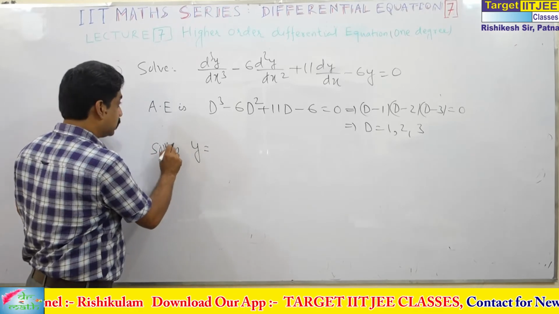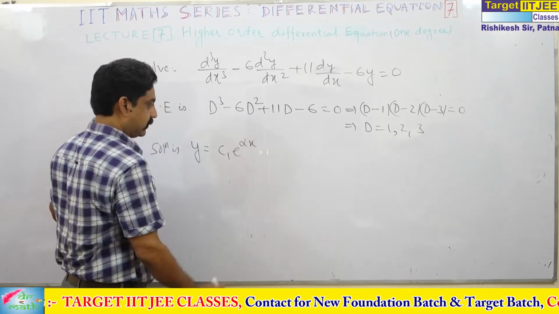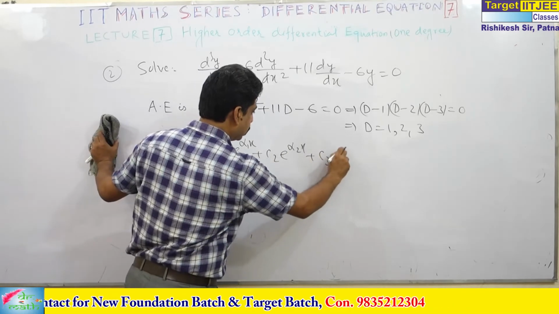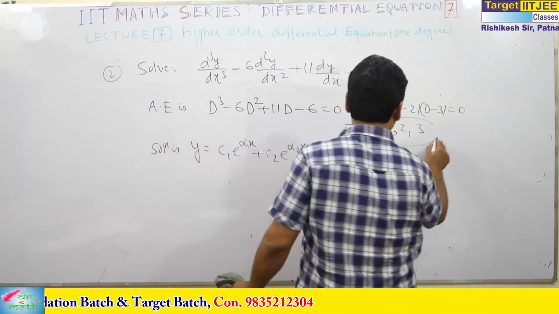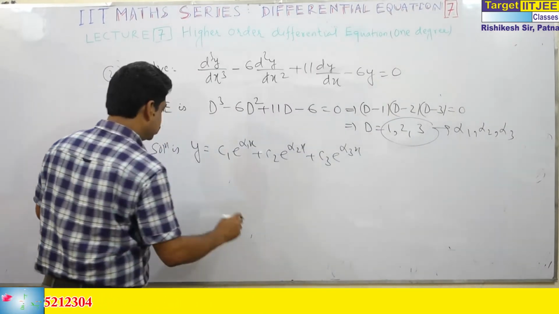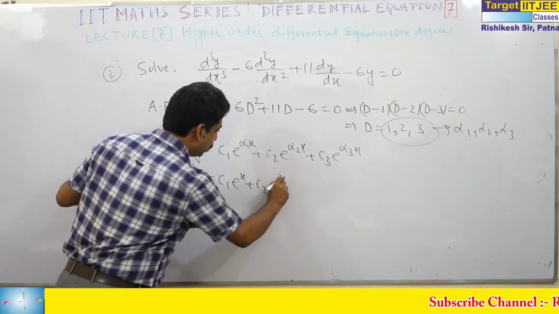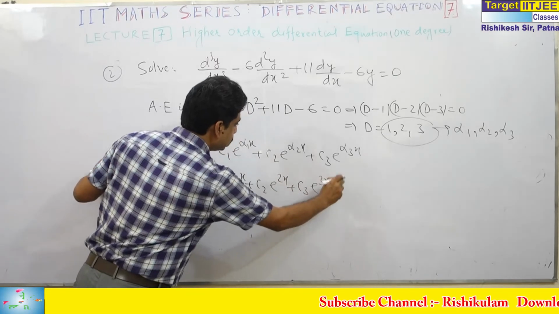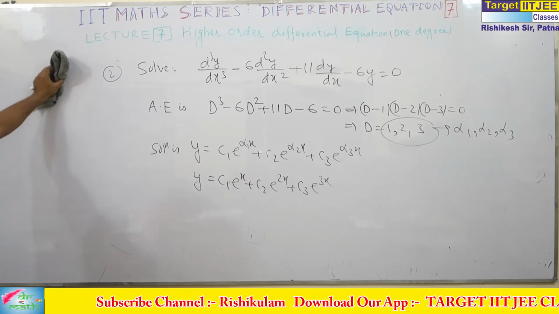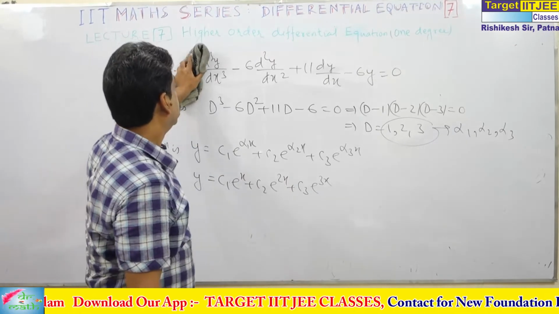So what is the solution? The solution of this equation is c1 e to the power alpha 1x plus c2 e to the power alpha 2x plus c3 e to the power alpha 3x. This is actually your alpha 1, alpha 2, alpha 3. So what is the answer? c1 e to the power x, since alpha 1 is 1, c2 e to the power 2x and c3 e to the power 3x. Number 2. Now, these are real and distinct roots. Now come to the next question.